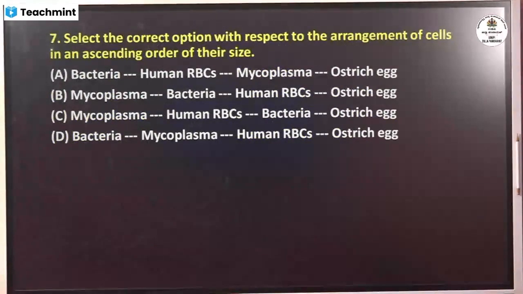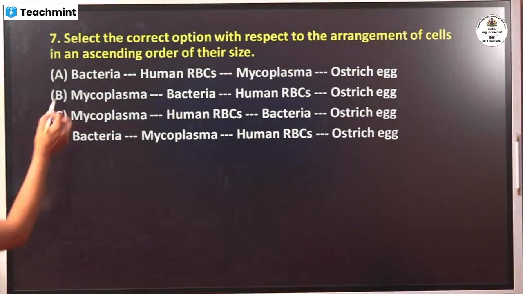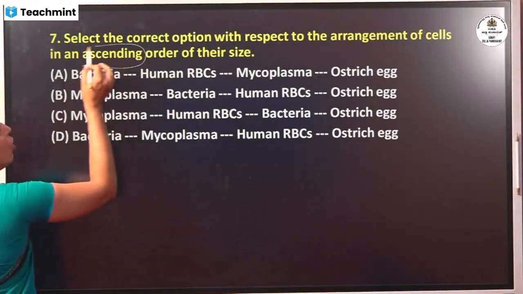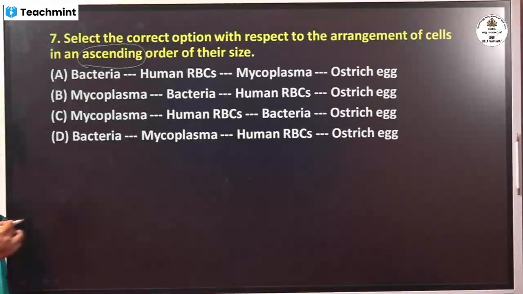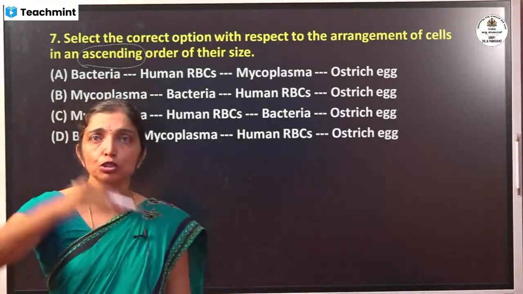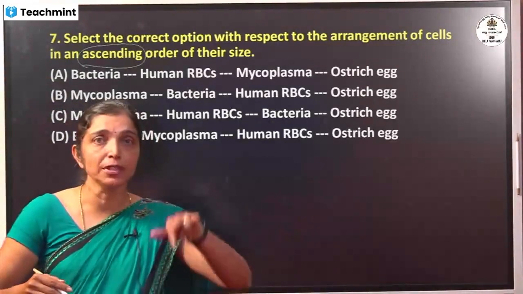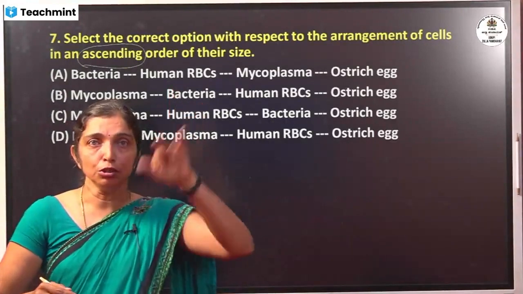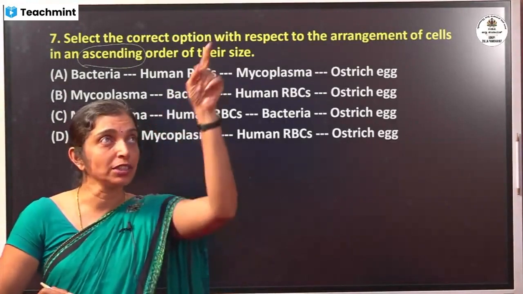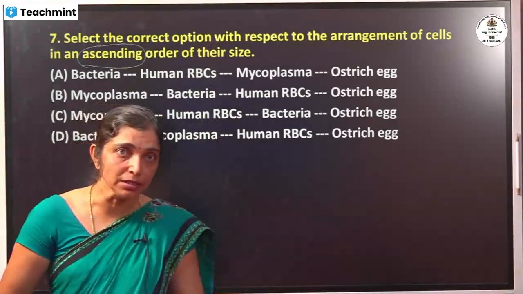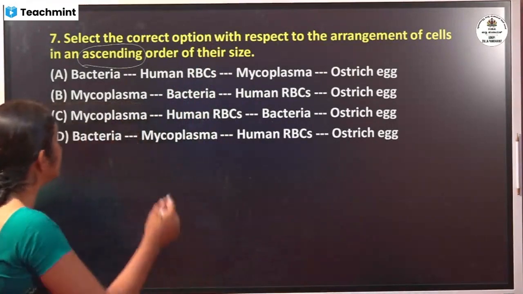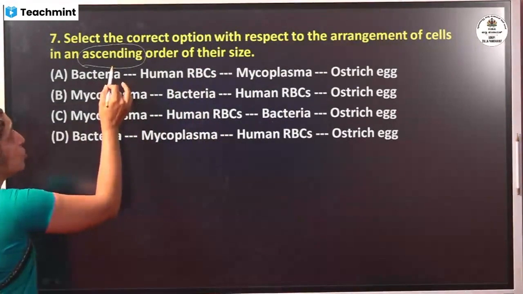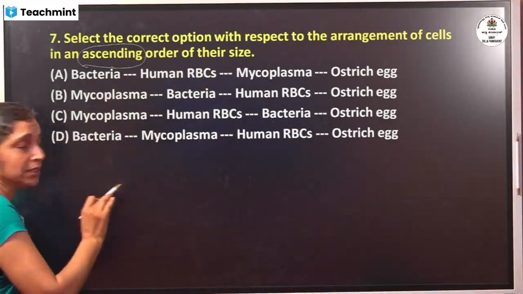Select the correct option with respect to the arrangement of cells in an ascending order of their size. So they have asked for the ascending order. What do you mean by ascending order? From the lower to the higher. So you're climbing up the stairs over here. You're not coming down. If you're coming down, it is descending order. So ascending, you have to start from the smallest to the biggest.